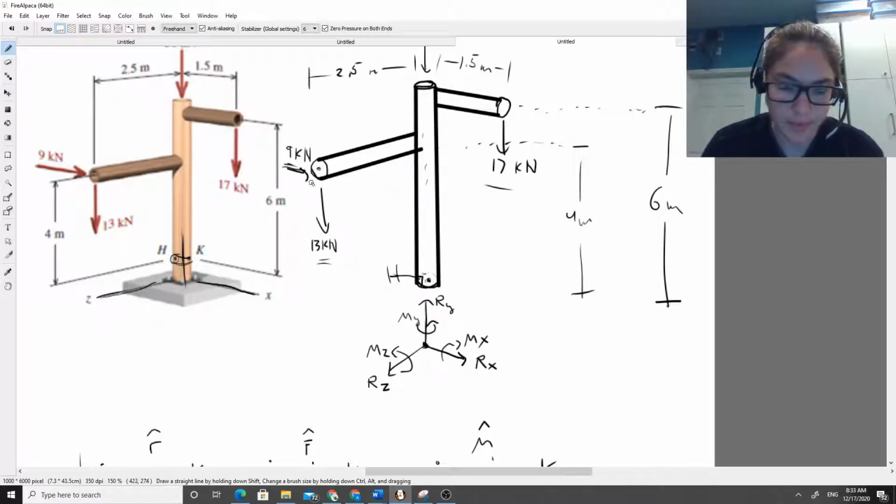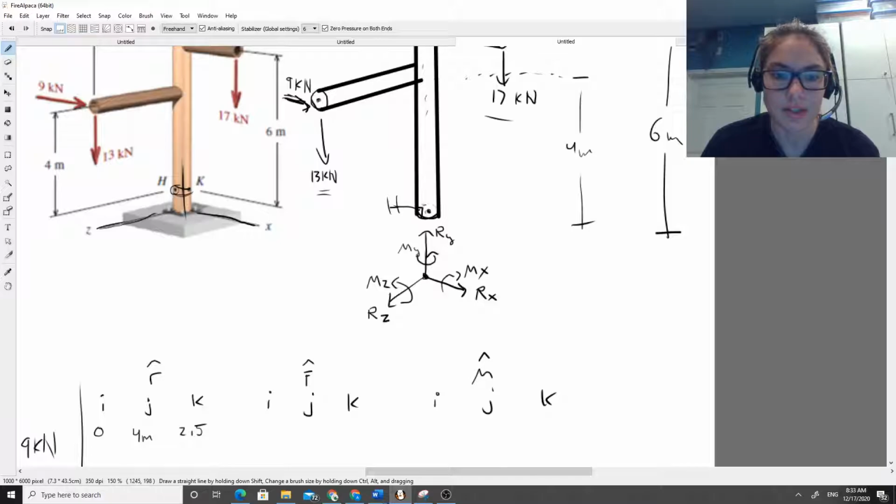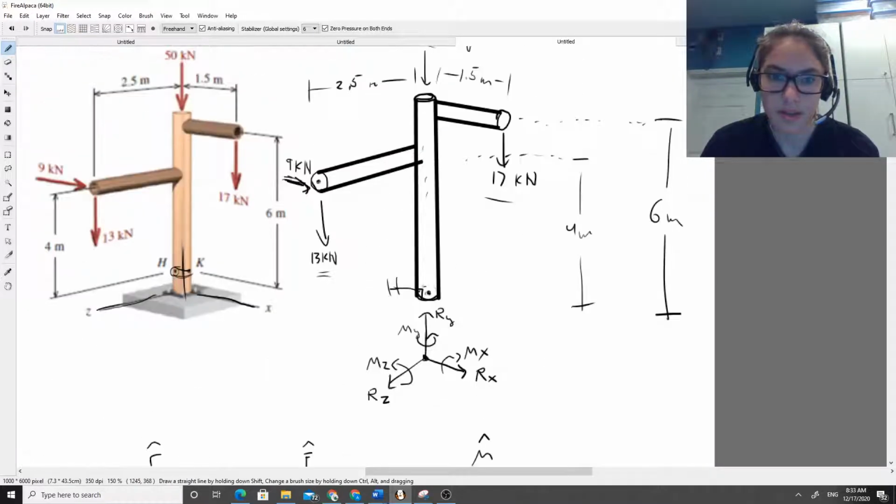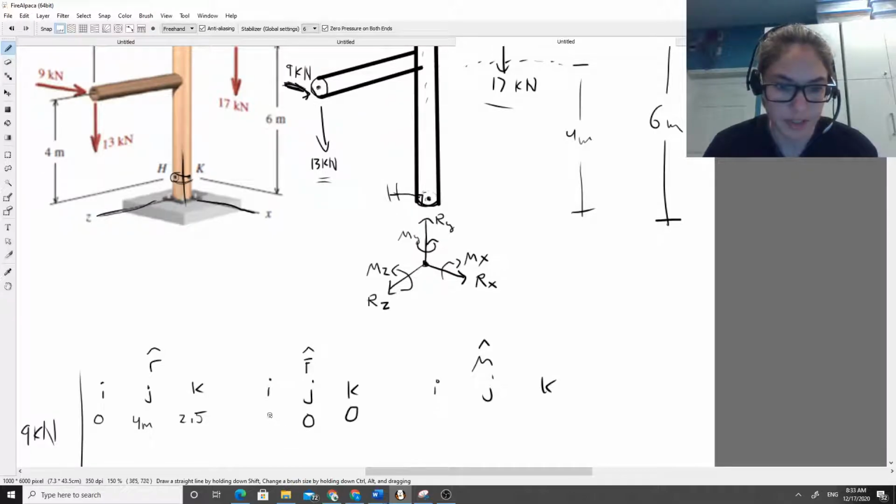So we say, okay, our force vector is going to be dictated by where the force is pointing. So since it's acting on this point, and it's pointing this way, it's pointing strictly in the x direction and not in any other direction. So we're going to have 0 and 0 for j and k. And the magnitude of the vector for the x direction is going to be 9 kilonewtons. So we'll say 9.